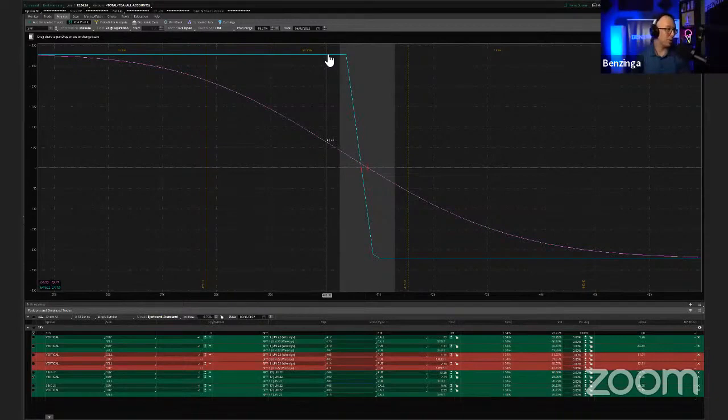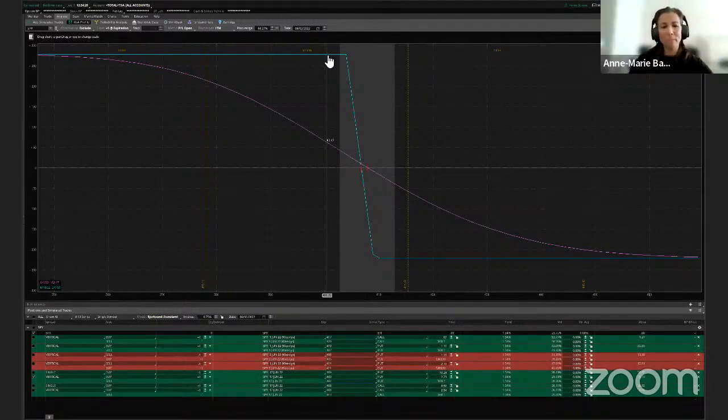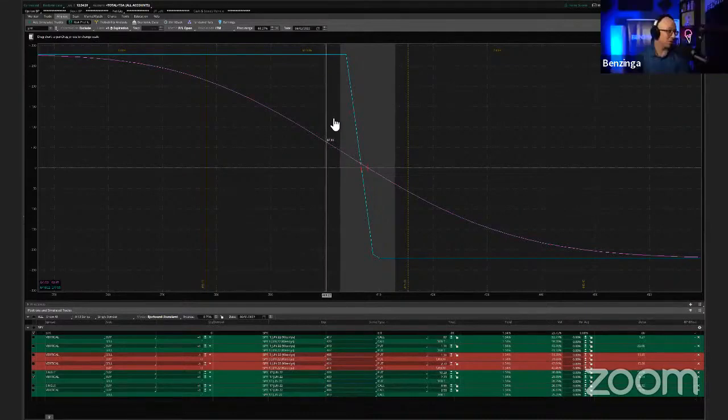How are we doing, everyone? David says he's learning a lot. Okay. B says that spreads are where they generally tend to get lost.